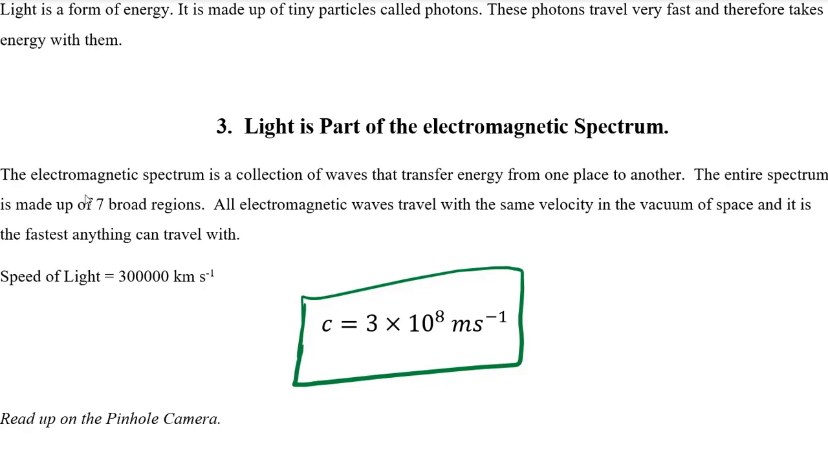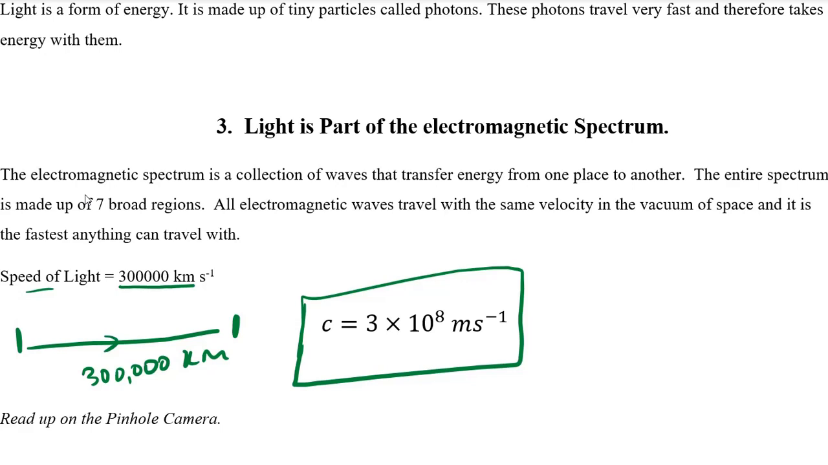So what is the speed of light? The speed of light, let's read this, is 300,000 kilometers. It travels 300,000 kilometers in 1 second. So if I had a distance of 300,000 kilometers, light will travel that distance in 1 second. That is how fast light travels.